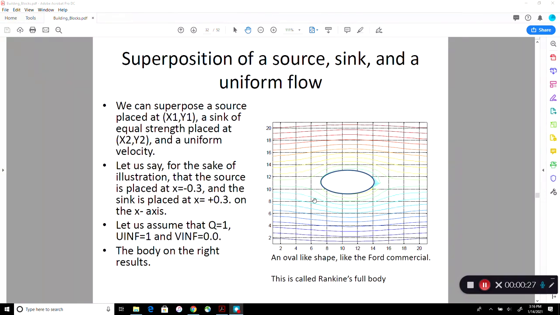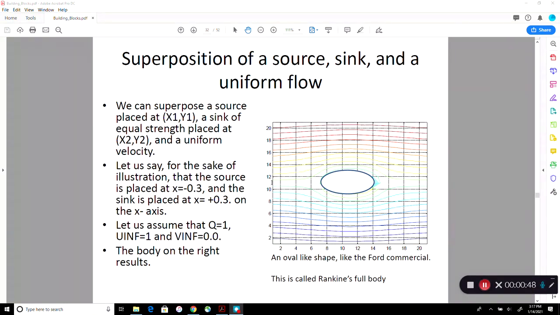Notice that these lines are streamlines. They flow around the body, so they automatically satisfy the tangency condition. In fact, the body shape is psi equal to 0. So all along the line, psi equal to 0, which is a constant. Along a streamline, stream function psi is constant.